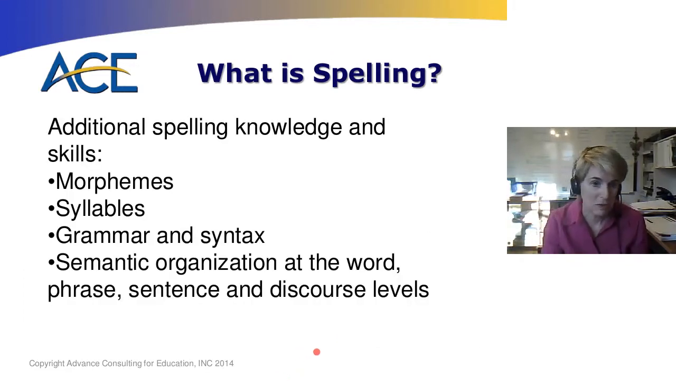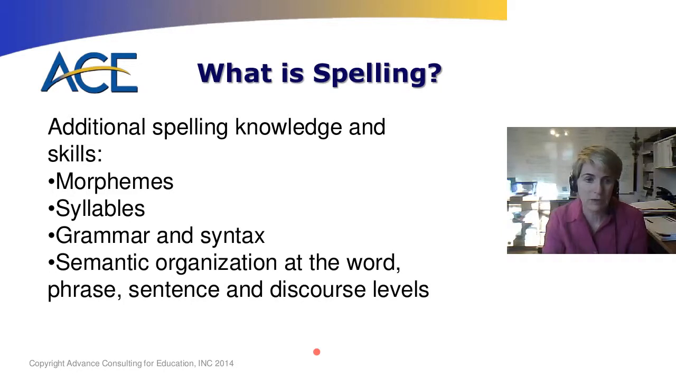There are additional skills that come into spelling, and these are skills that as our students get higher in their language proficiency, we want to make sure we layer these in as well. So students need to have some morpheme awareness, so they need to know the different morphemes, the smallest units of meaning that exist in English. They need to understand syllables. They need to know grammar and syntax, for example.